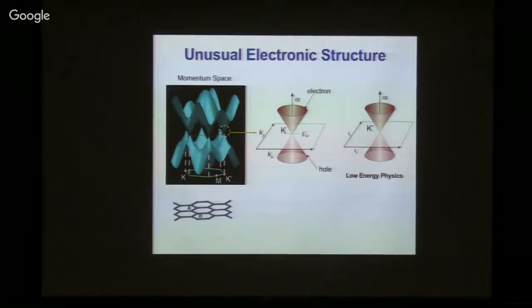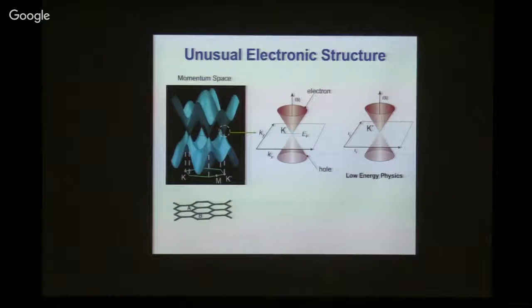K and K prime can be related by time reversal symmetry. So once you know the behavior on one valley, you can immediately know what happens in the K prime valley. Just think about time reversal symmetry. So we'll focus on the behavior of a specific valley first.